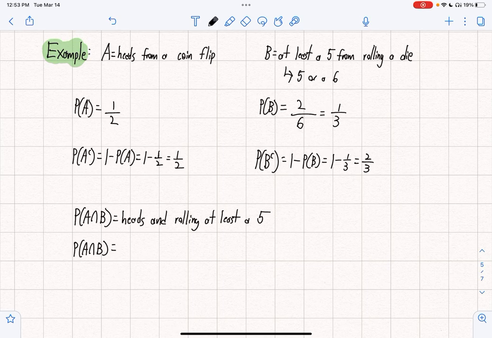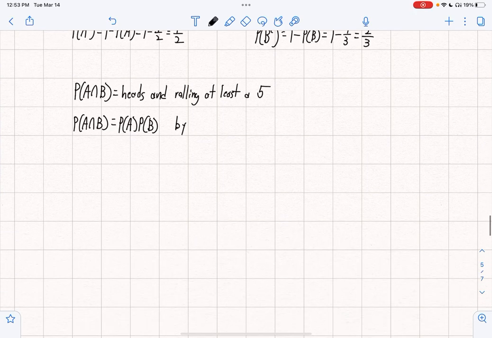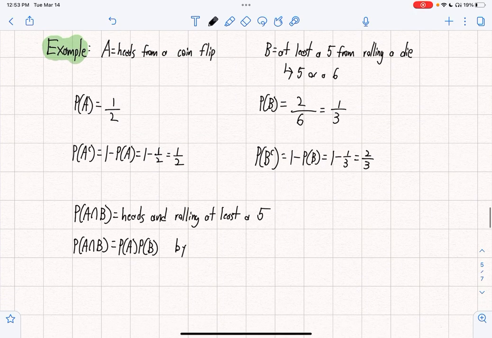Are events A and B independent from one another? And here they are, right? For example, let's say we flip a coin, and then I take a die and I roll it. Now, the outcome of that coin flip should not affect the outcome from rolling a die. And that would be the same if we rolled the die first and then flipped the coin. There's no way that these two things are going to affect one another. And so let's assume that these two things are independent. So we know that the probability of A and B is simply the probability of A times the probability of B, by independence.